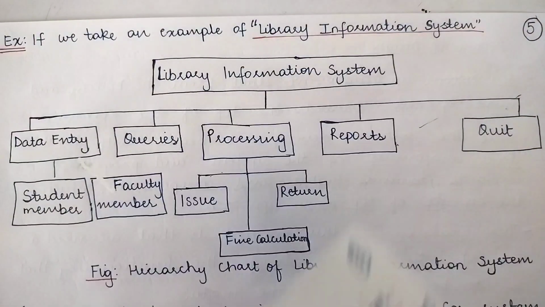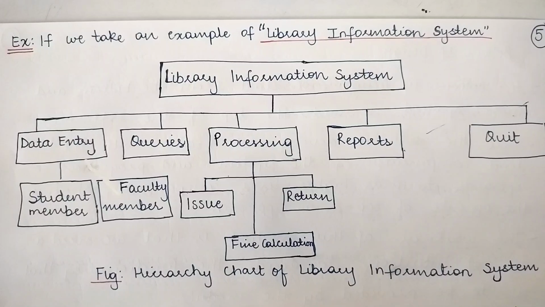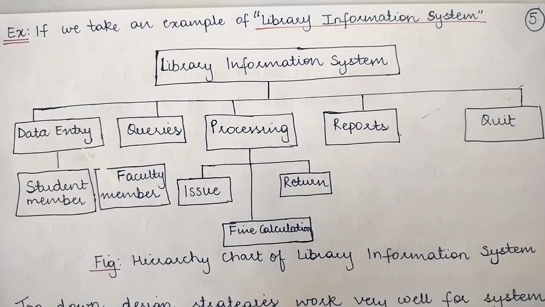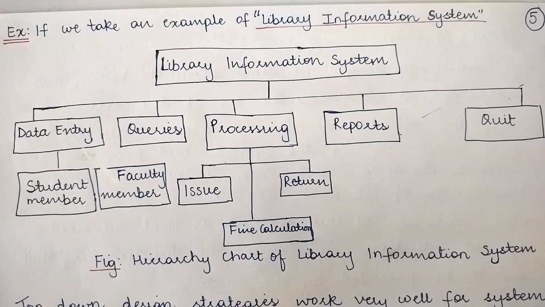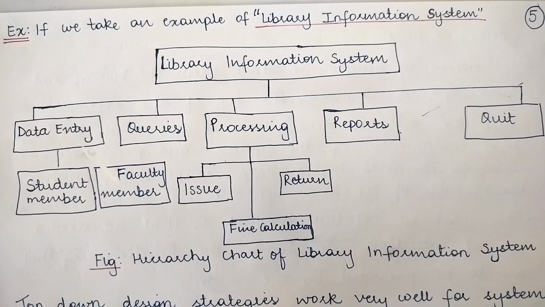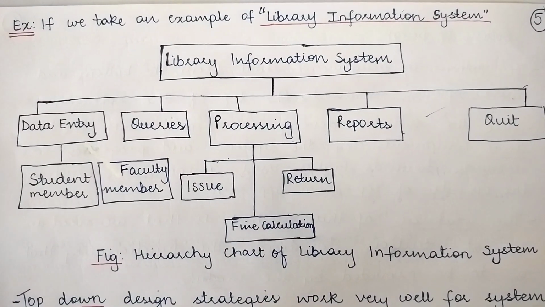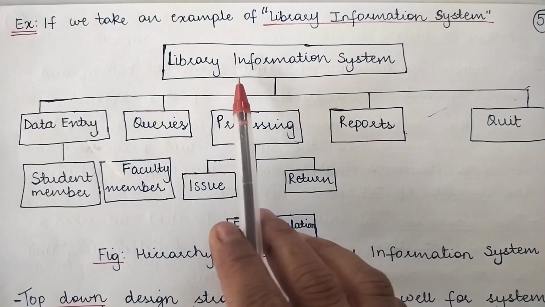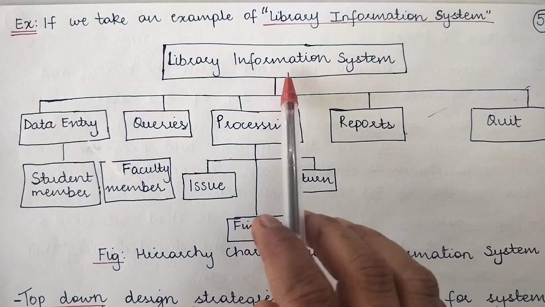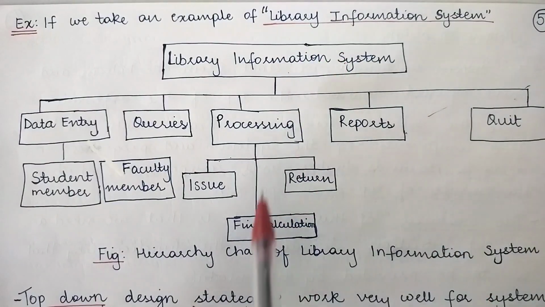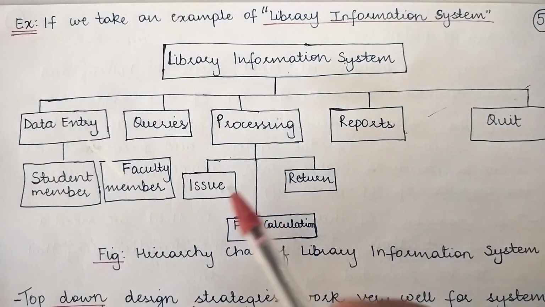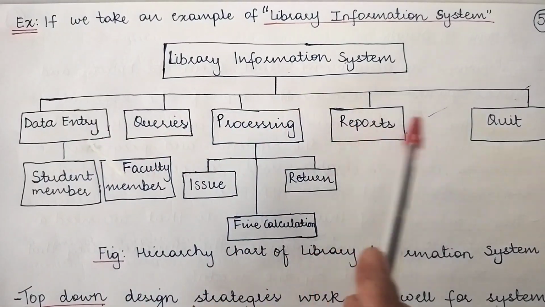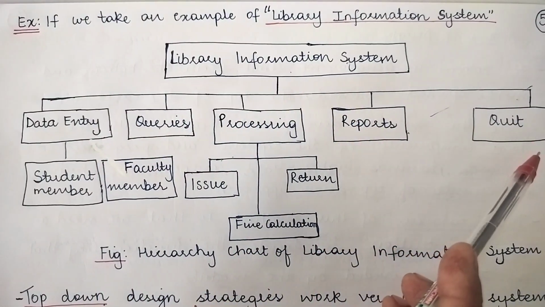Now, let's take an example of a library information system to better understand the top-down design. If I consider the library information system as the main or superordinate module, then the subordinate modules are data entry, queries, processing, reports, and at the end you quit or log out.